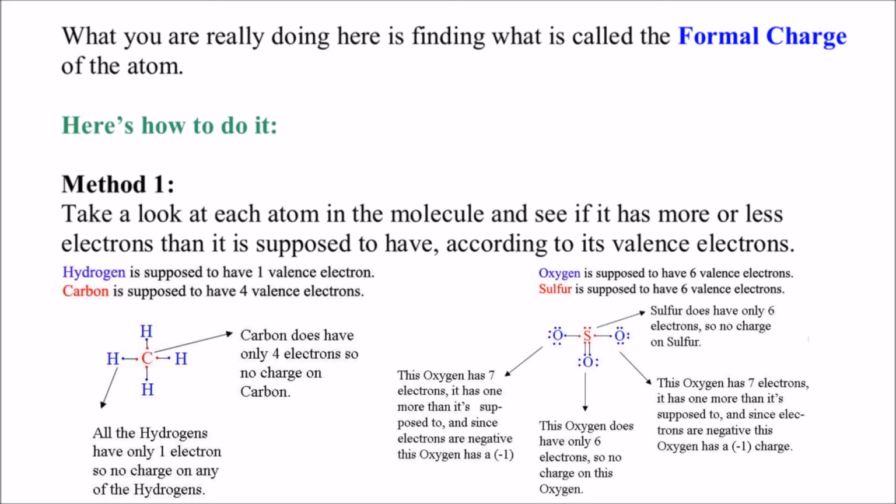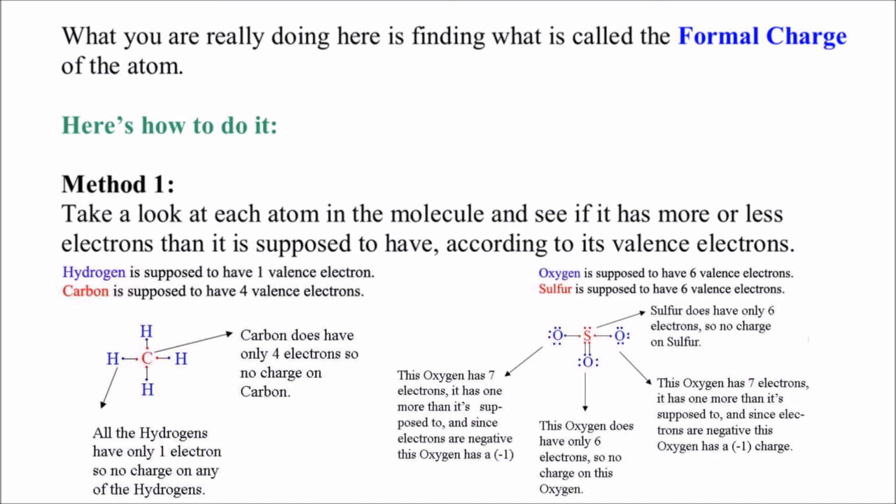Okay, so here's an example. Here we've got methane. Hydrogen is supposed to have 1 valence electron, and carbon is supposed to have 4 valence electrons. So what we're going to do is look at the bonds between those atoms, and we're going to go back to thinking about those bonds as one element contributed 1 electron and the other element contributed the other electron, and we're going to say that those elements own those electrons, and those are the only ones that we care about. Okay, so right now hydrogen has that 1 valence electron that belongs to it.